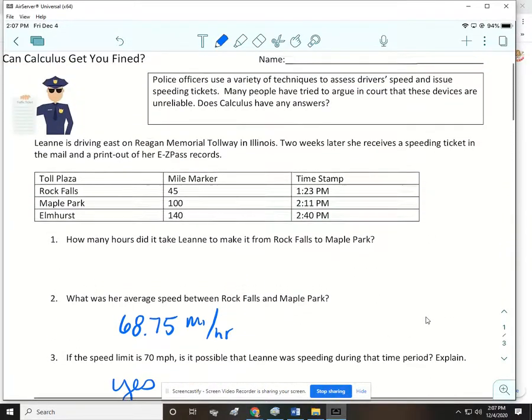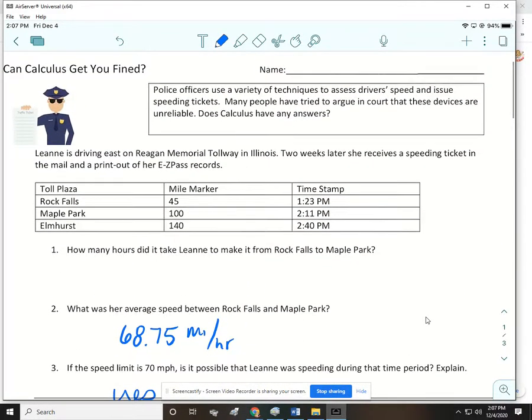Okay, so hopefully you guys did this. Can Calculus get you find assignments? And I just jotted down a couple of the answers because I want to get right into the lesson.